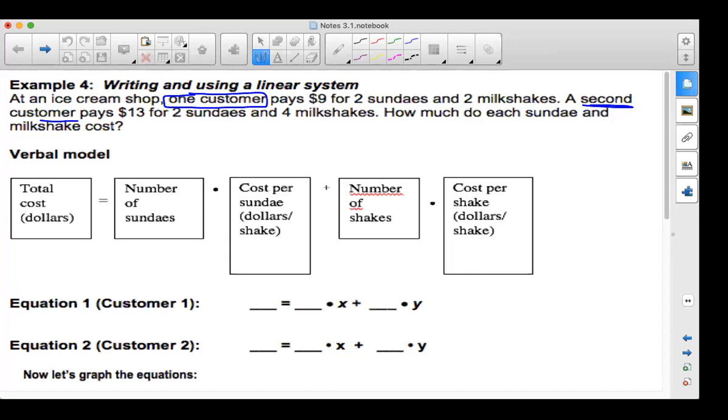So we need to decide first, what do we want X and Y to be? How much do each sundae and shake cost? Well, that's my question that I need to answer. So I would say let's make X be the sundaes, and you might as well make Y be the milkshakes. When you have a word problem, you need to define your variables. That means, what are they talking about? What do they mean?